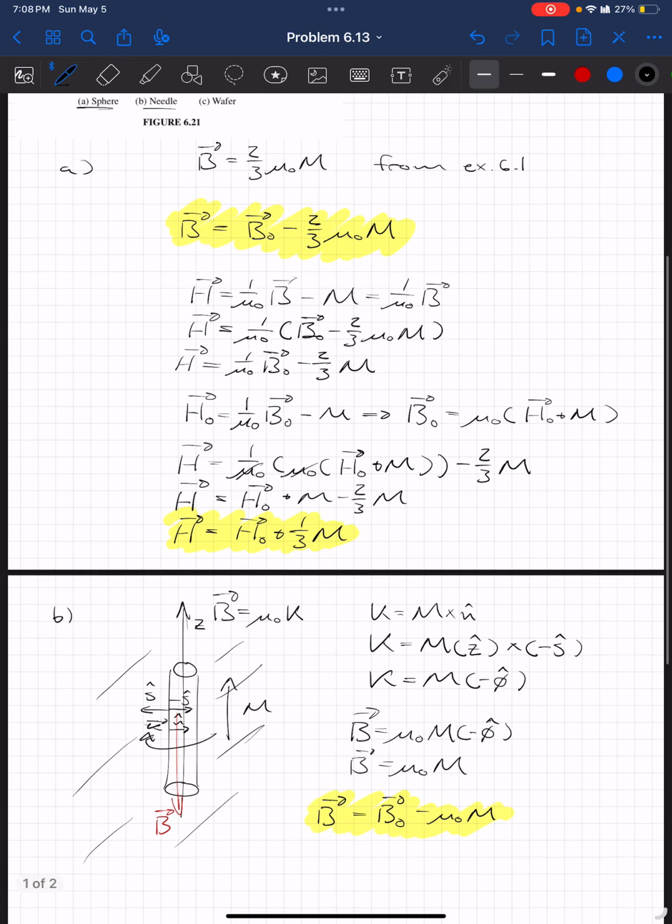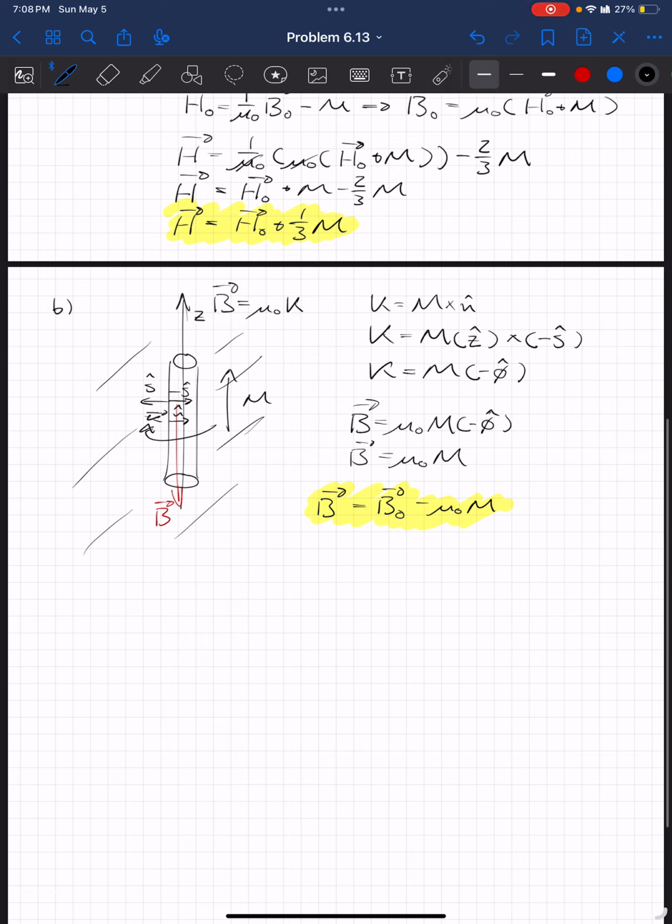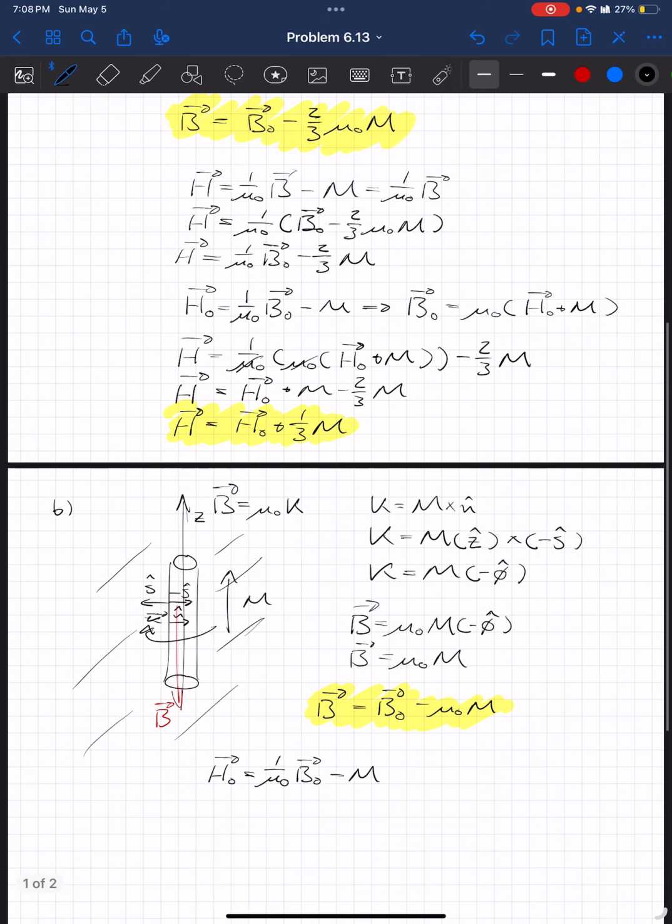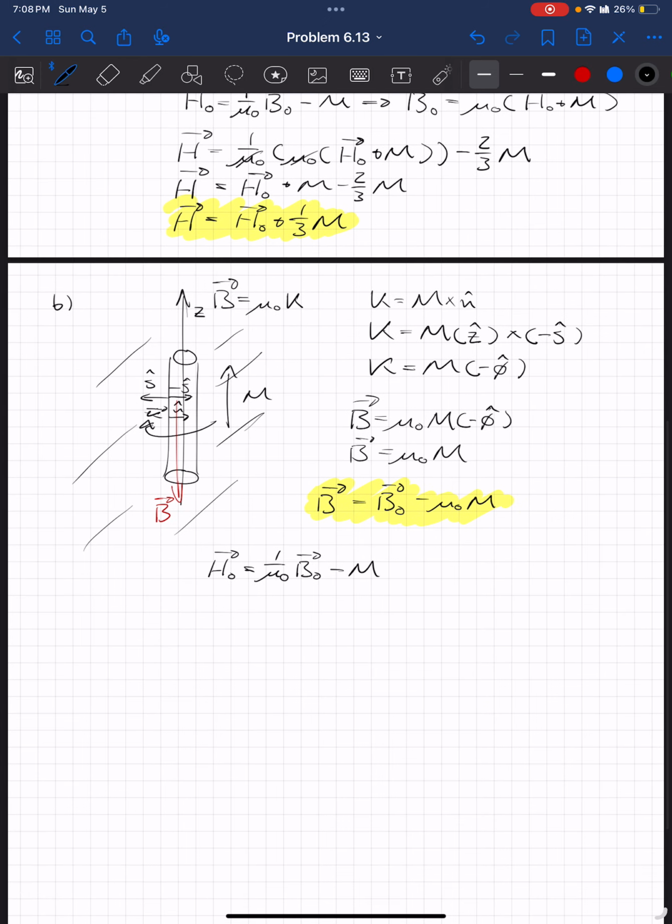And to find H, we'll follow the same process as before, writing down the given value of H naught, 1 over mu naught times B naught minus M. And that in general, H is equal to 1 over mu naught B minus M. But at the center of the cavity where we're finding H, M is equal to 0. So it's 1 over mu naught times B. And this B is our new field.